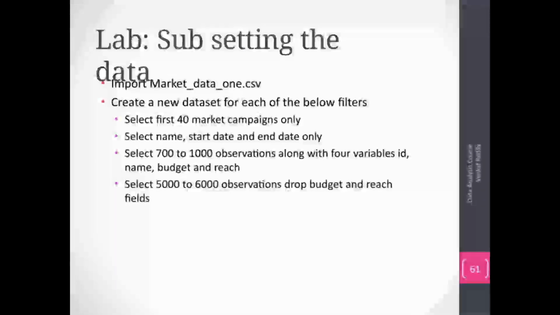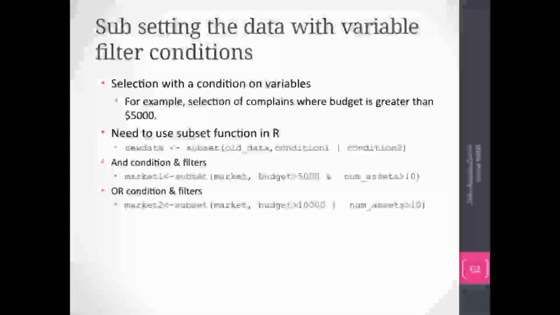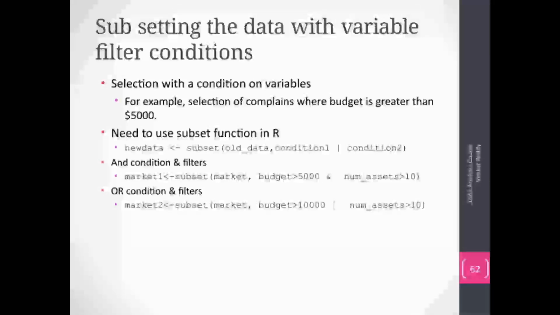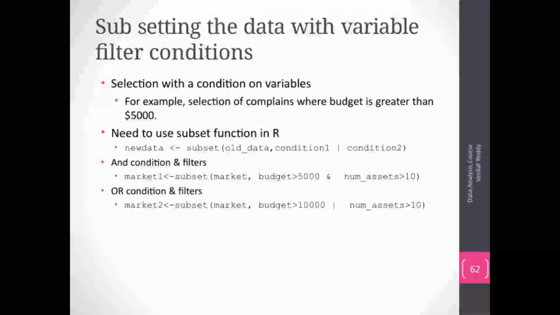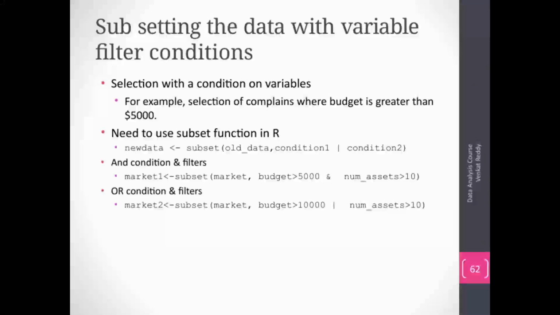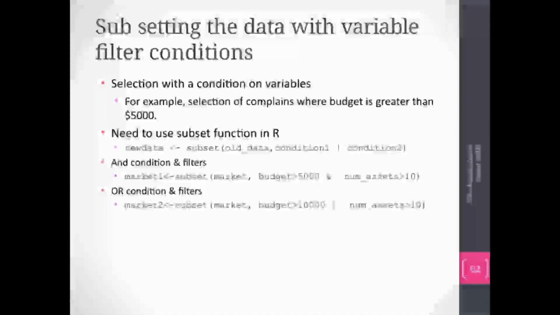For instance, if we want to select market data where the budget is greater than 5,000 and the number of assets is more than 10, we write market 1 subset, market, budget > 5,000 & num assets > 10. Similarly, if we're interested in data where the budget exceeds 10,000 or the number of assets is over 10, we'd write market 2 subset, market, budget > 10,000 | num assets > 10.